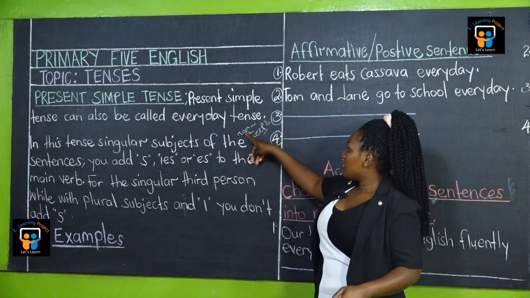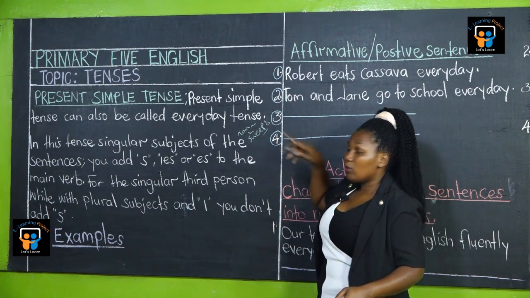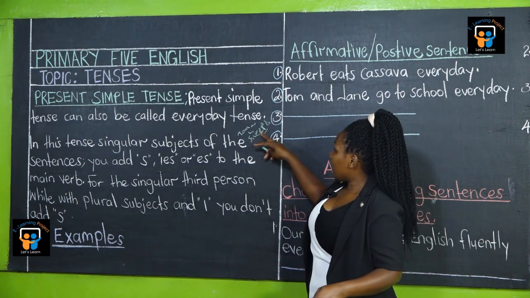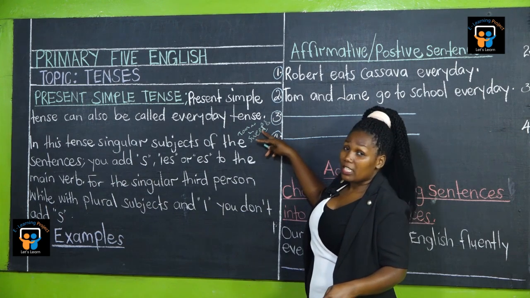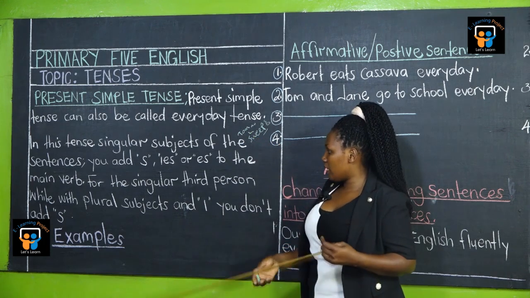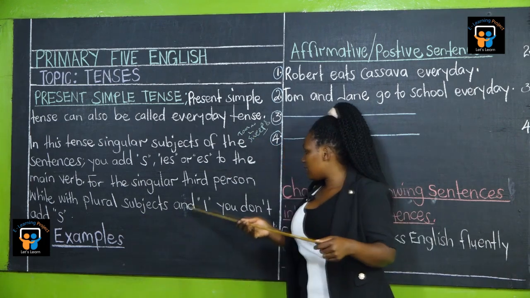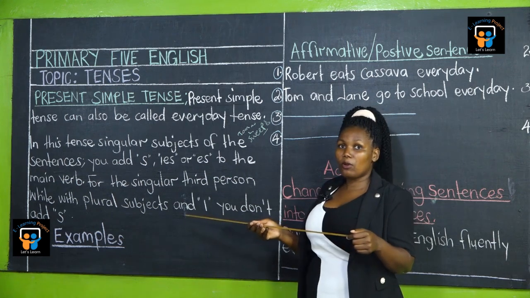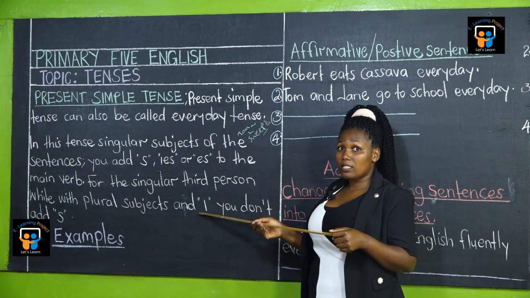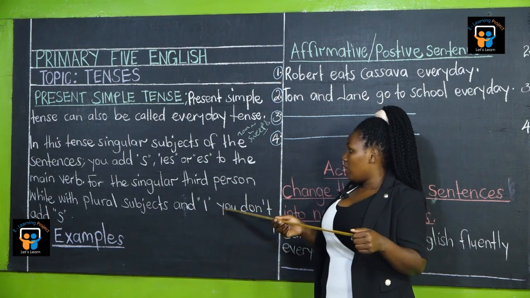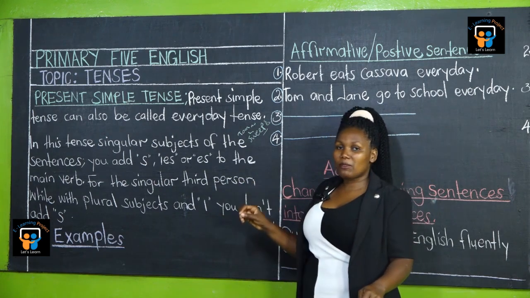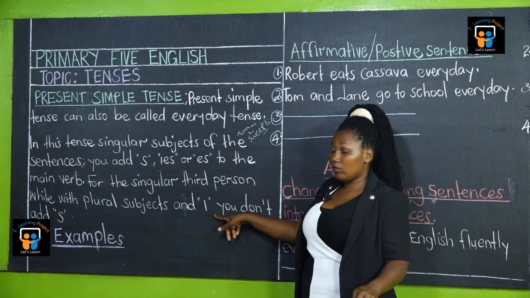So here I said Tom and Lillian sweep the class every day. I haven't added S here just because Tom and Lillian, that is plural, as it stated, plural subjects and I. For example, also I, we don't add S to the main verb. Altogether, the plural subjects and I, as a pronoun.